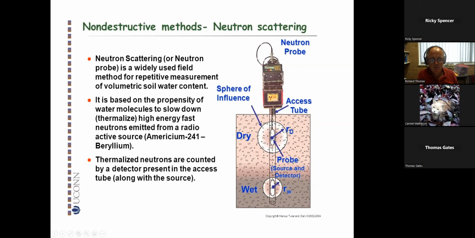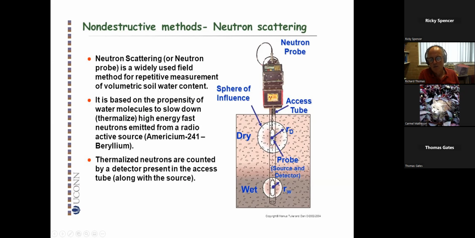It's based on the propensity of water to slow down fast energy neutrons. So if you have a radioactive source, which you lower into the soil, and then you measure the radioactivity, the changes in radioactivity with depth are due to the water molecules slowing it down. So you can count the number of neutrons, the neutron decaying counts, because these are radioactive isotopes. You can count the number of decays along the tube, and it will tell you how much water content there was in the soil. Now, the beauty of that is that it's non-destructive.